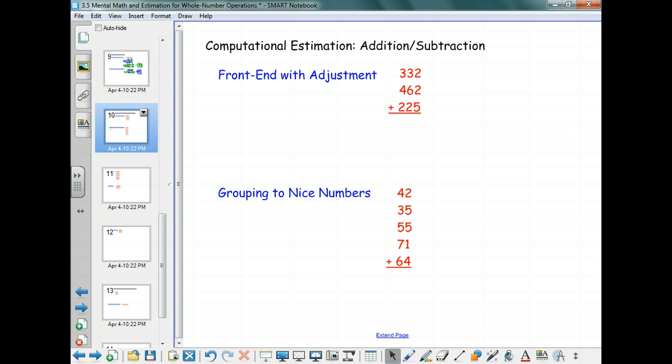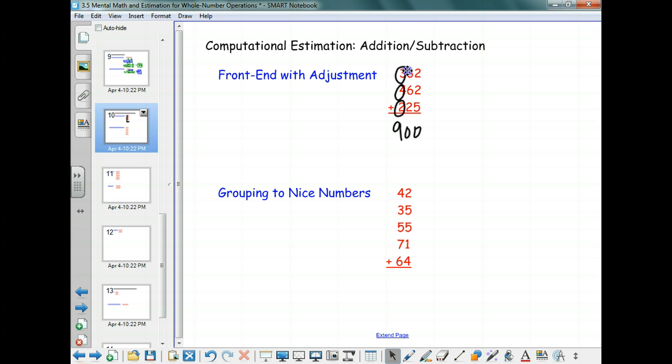All right, so front-end estimation means that you take the numbers at the beginning and you add them together. That's the front-end part. So 3 plus 4 plus 2 is 9. So in essence, that gives me 900 because it's in the hundreds place, right? So this so far is 900. And if you were doing just flat out front-end estimation, that would be the answer. That's the front-end part. Okay, you just take the first number, you add them all up, and you're done.